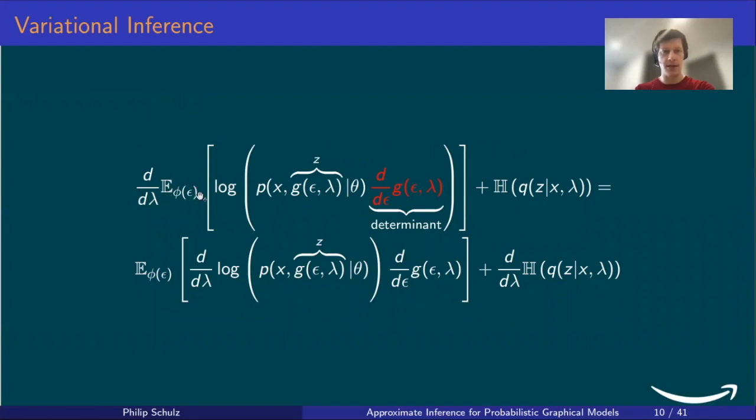Instead of taking the expectation with respect to z, we take it with respect to epsilon. And here I use phi as a notation for the standard normal distribution. The standard normal distribution is a normal distribution with mean 0 and variance 1, and standardly that's denoted by phi. So phi of epsilon is just the standard normal distribution of epsilon. So we're going to replace the expectation over z with an expectation over epsilon.